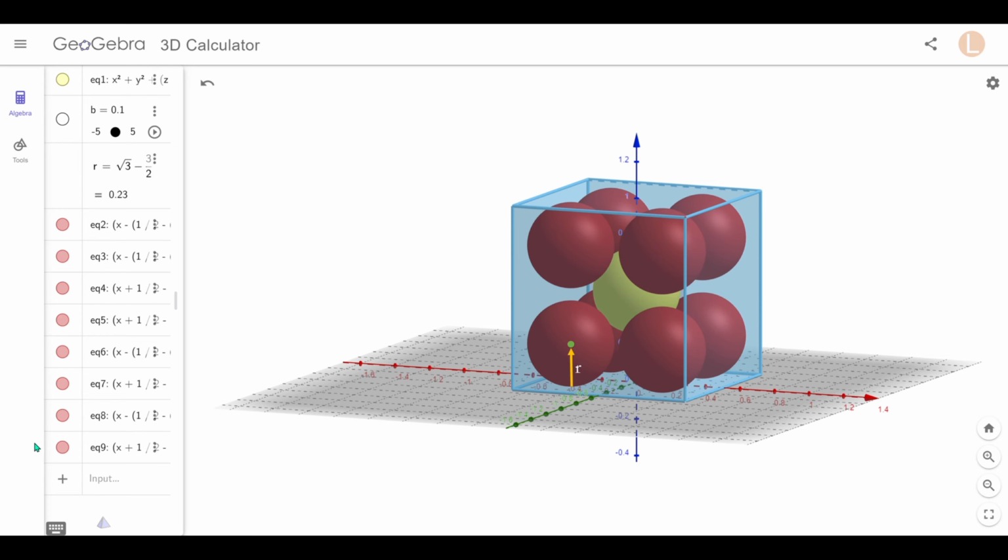All right, so now what if we want to find the z component of the centers of the spheres for the ones that are on top here? So how can we do that? Pause the video and see if you have an idea.